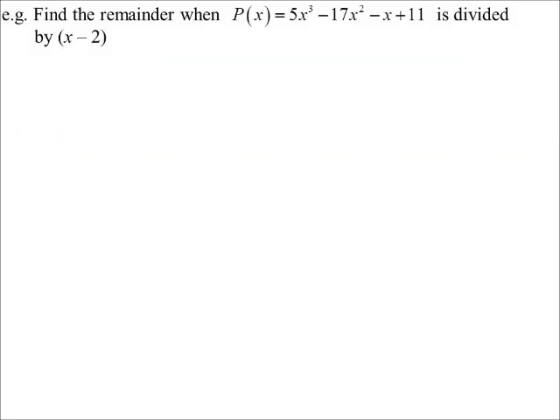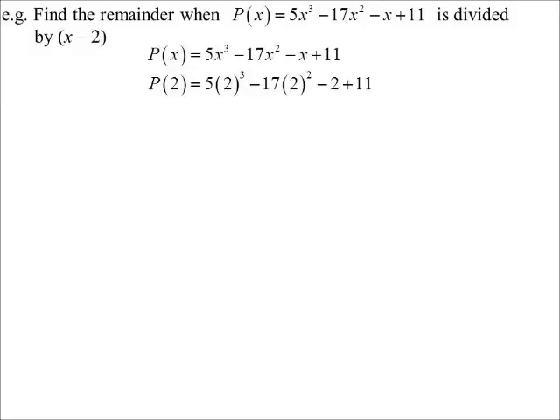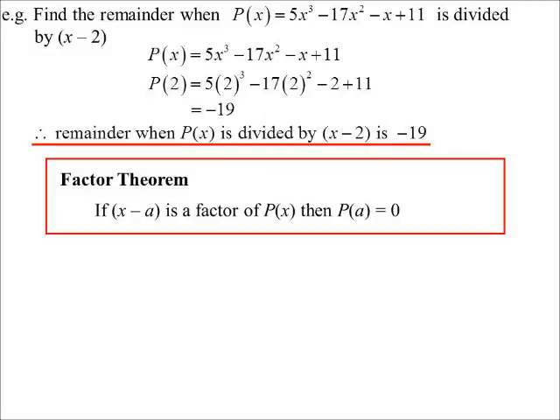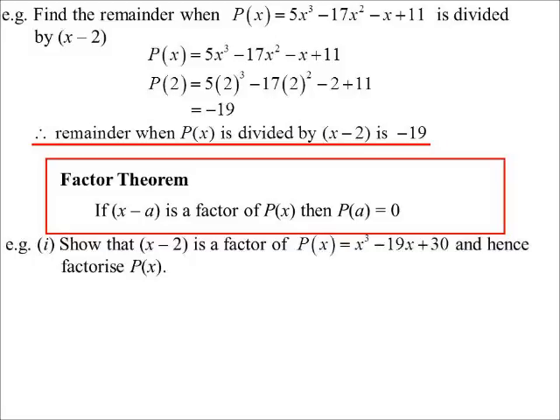So we want to find out this remainder. Rather than doing the whole division, I can just substitute in 2 and I get negative 19. I know what the remainder is. Now where this becomes really useful is when, instead of calling it the remainder theorem, we call it the factor theorem. Because if that remainder turns out to be 0, then we know x minus a is actually a factor. It'll go in it precisely. So that's basically what the factor theorem says. If we divide it by x minus a, and that remainder turns out to be 0, we know it's a factor.